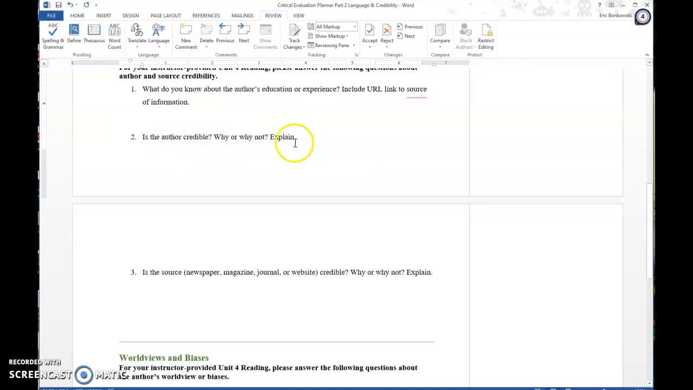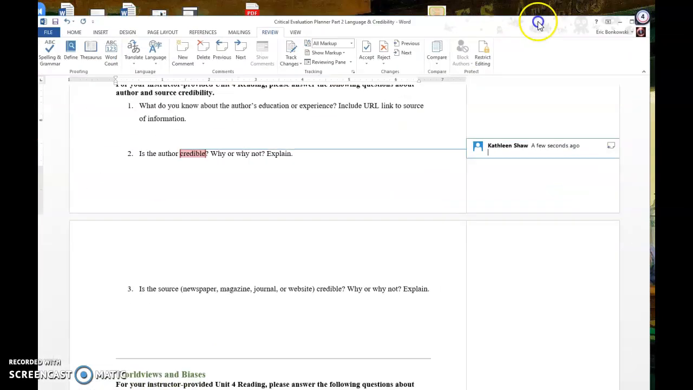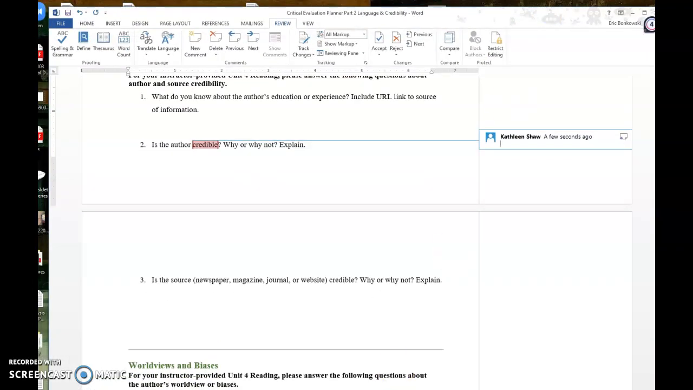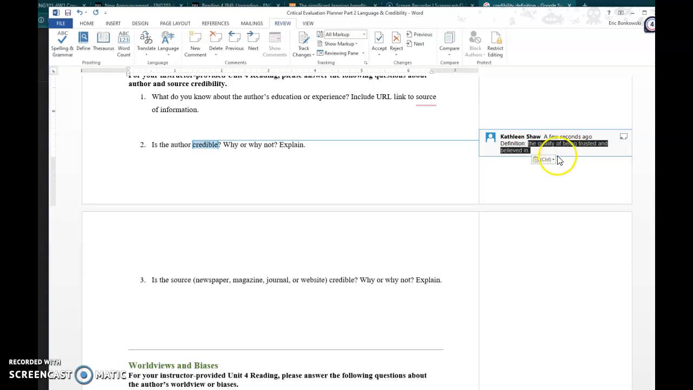And then there's the question of, is the author credible? Why or why not? Explain. And that's something we covered a little bit last time as well. So remember, I'll even throw in a definition of credibility. We'll pull it up. So here is a definition for you: the quality of being trusted and believed in. Do you find this author trustworthy?